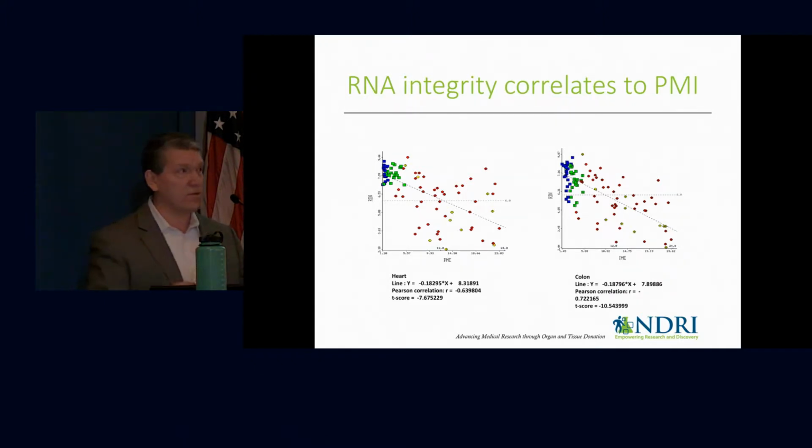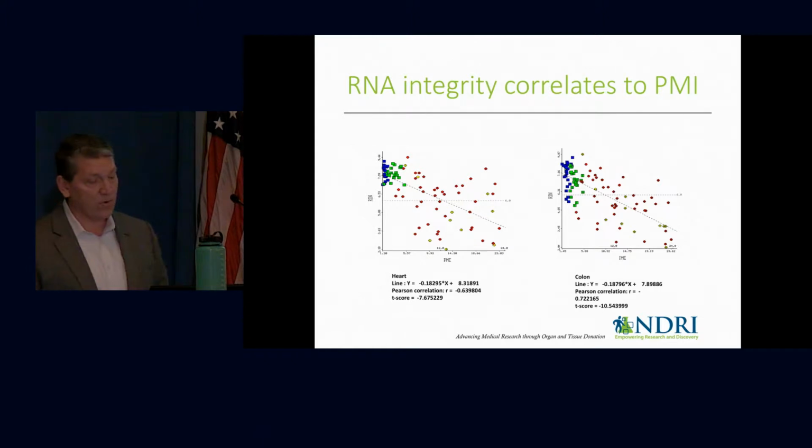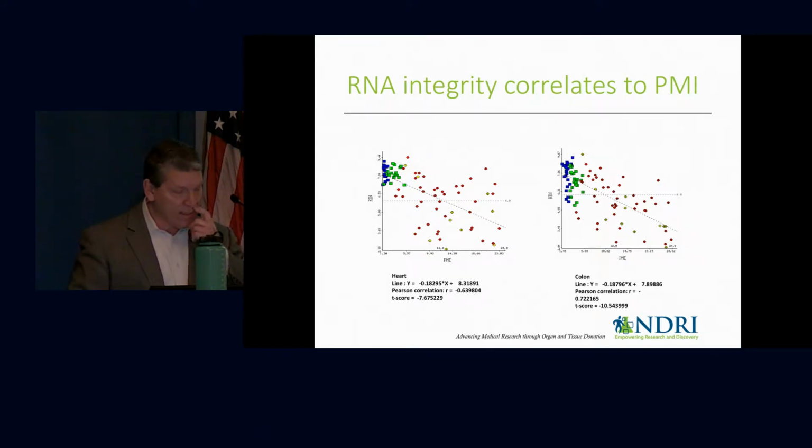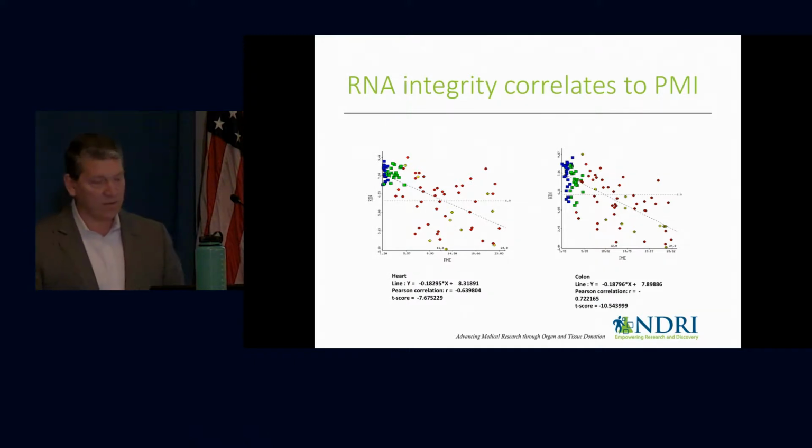RNA integrity, of course, because the end use was to do RNA sequencing. The integrity of the RNA was very important for the project. So quite simply, two different plots here: RNA integrity number on the y-axis, postmortem interval of time on the x-axis. Blue and green dots are organ donors, and the red dots are tissue donors. And the left side is PMI and RIN numbers from the heart, and the right side is for colon.